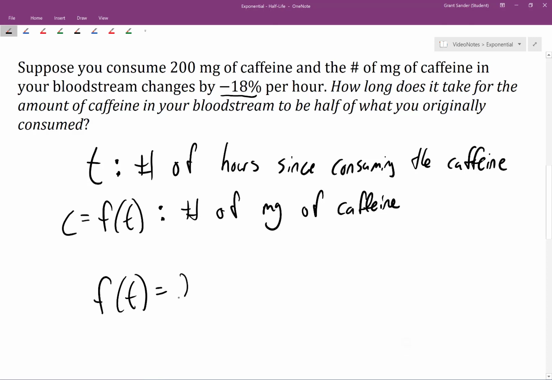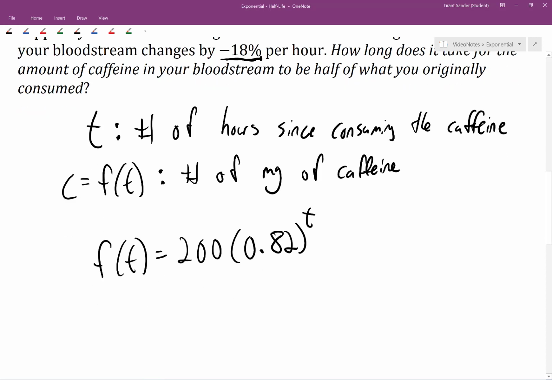We know we start with an initial amount of 200 milligrams of caffeine, and this negative 18% per hour means that each hour that passes, we're only keeping 82% of the starting amount of caffeine, or the amount of caffeine at the beginning of that 1 hour interval. And so we have a 1 hour growth factor of 0.82. And therefore, our function formula is f of t equals 200 times 0.82 raised to a power of t.